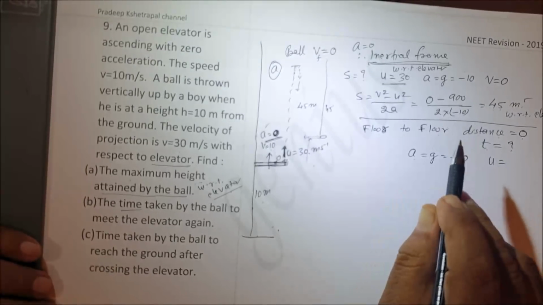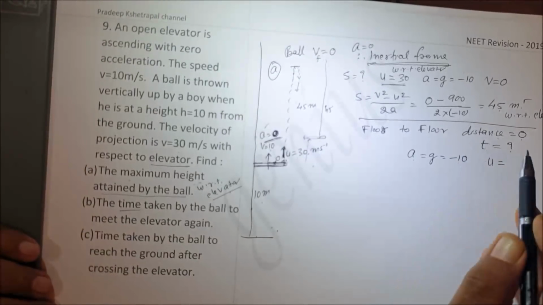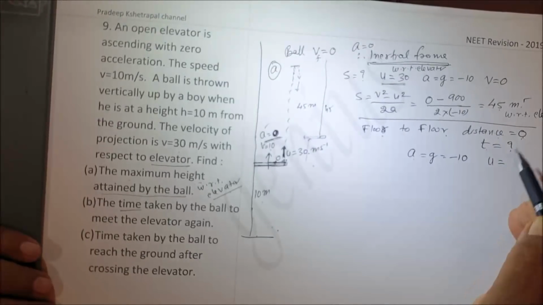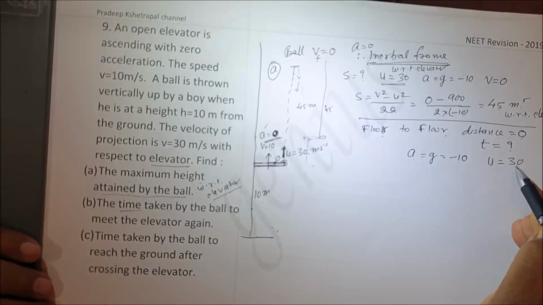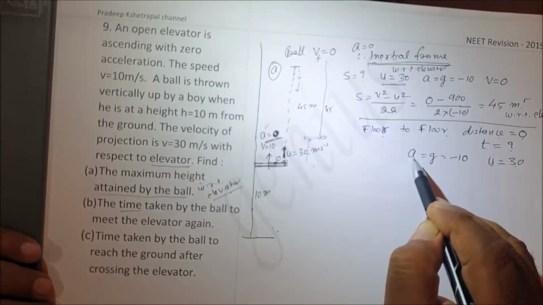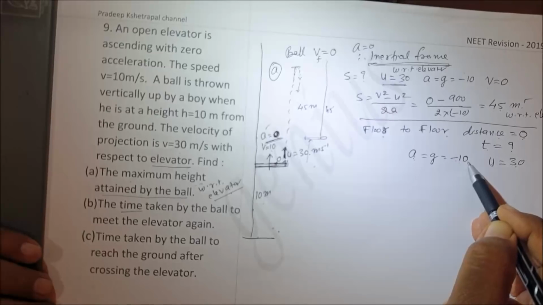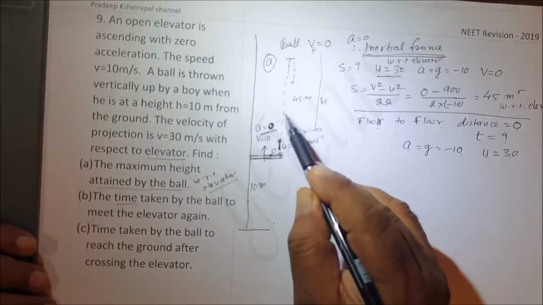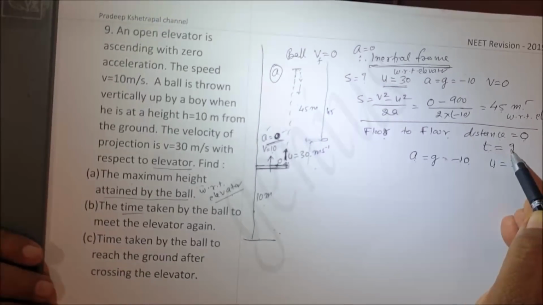Again, with reference to the floor. Everything is with reference to the floor. Floor to floor, displacement 0. With reference to the floor, velocity 30. With reference to the floor, acceleration minus 10. Yes, it is minus 10 because there is no additional acceleration. And t we have to find out.